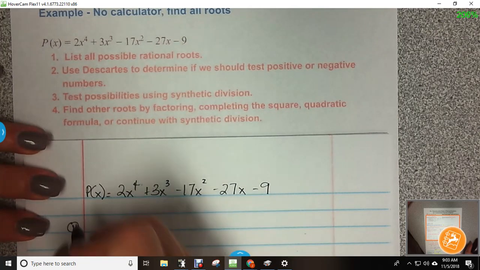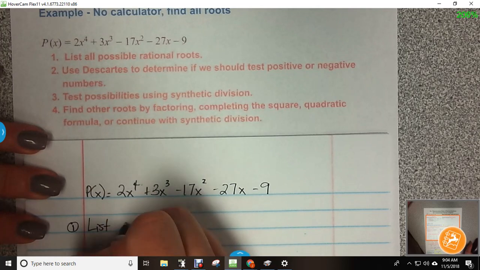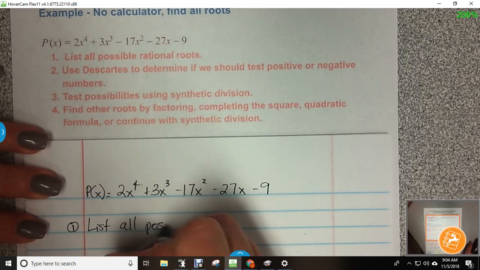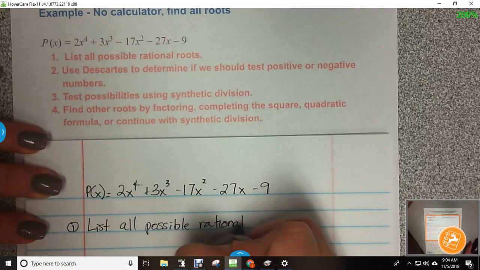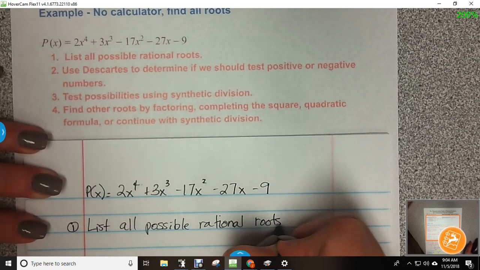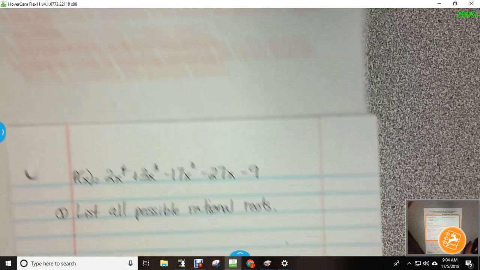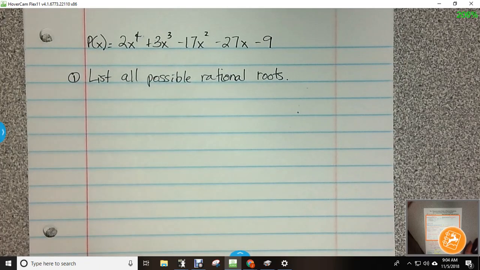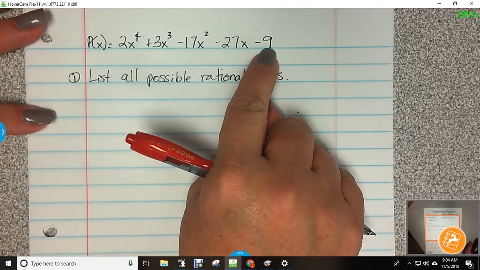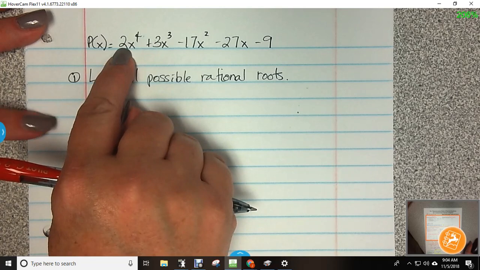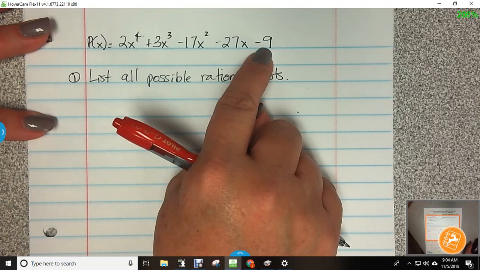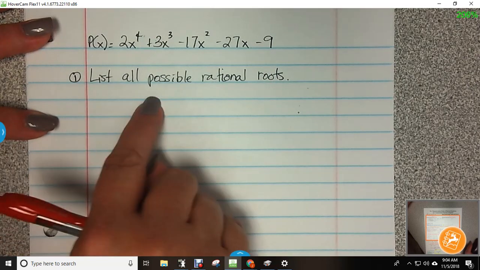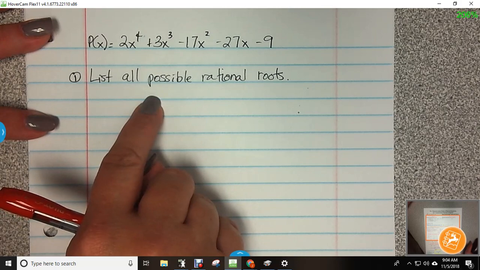Alright, so step 1, we are supposed to list all possible rational roots. So what that means is I'm going to do the factors of my constant over the factors of the leading coefficient. And here, this being a -9 doesn't matter at all, because when I list my possibilities or my factors, I'm going to do plus or minus anyhow.